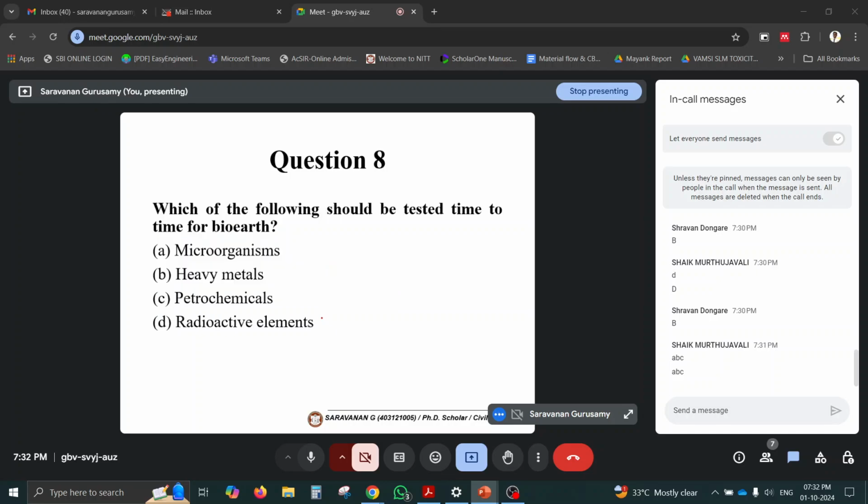Fine. We will move on to the eighth question. Which of the following should be tested from time to time for bioearth? Microorganism, heavy metals, petrochemicals, radioactive elements. We have different fractions of biomining. One is larger particles, then refuse derived fuel, then the finest fraction, that is called bioearth.